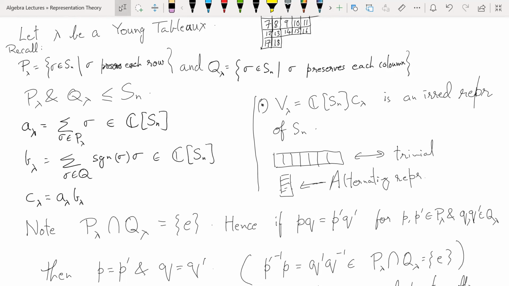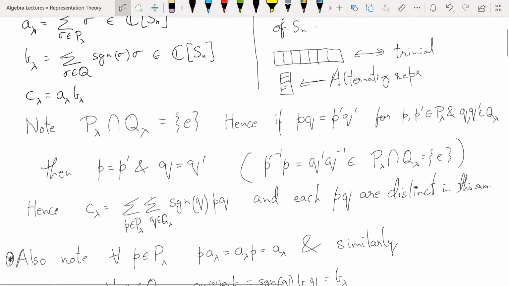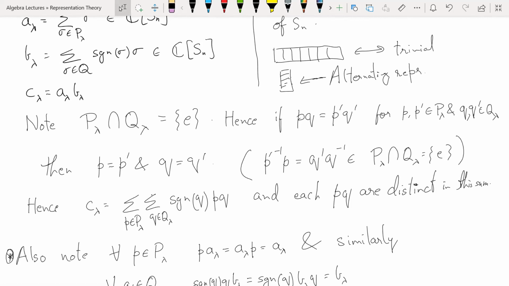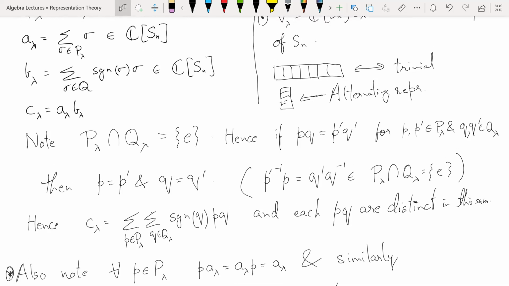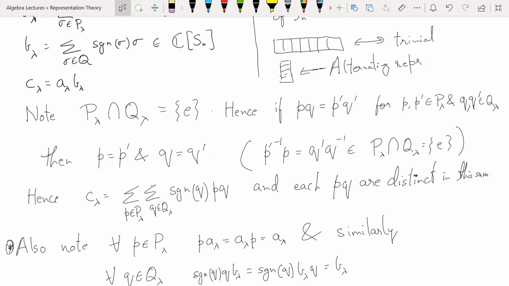Okay. So the first observation is about a lambda. Remember, a lambda is the sum of all elements of P lambda, which is a group. So if I take p in P lambda and multiply it with a lambda, what will I get? I'll get back a lambda. And similarly, if I post-multiply a lambda by p, then also I get a lambda. Here we are just using the fact that this is a group.